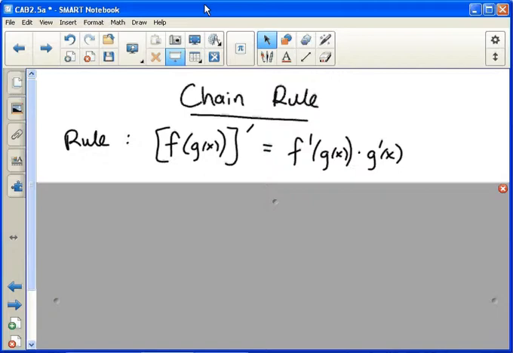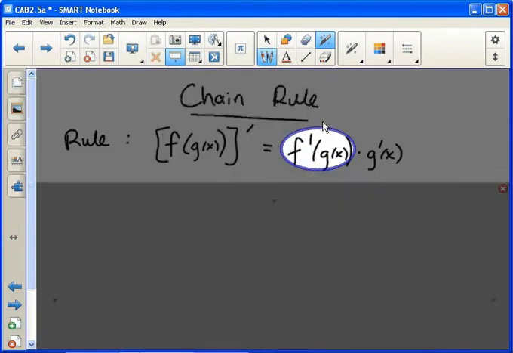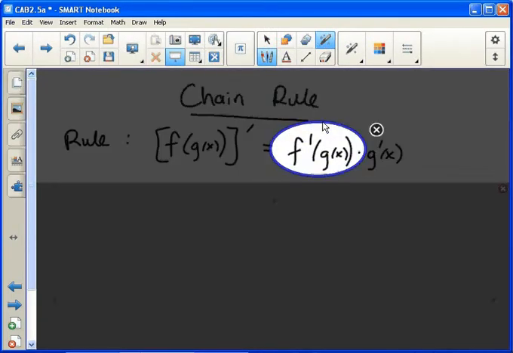So you see here the general form. If g of x is plugged into f of x, then the derivative is f prime of g of x times g prime of x. So let's focus in on this rule for a second. If you just look at this piece first, we call that the derivative of the outside.